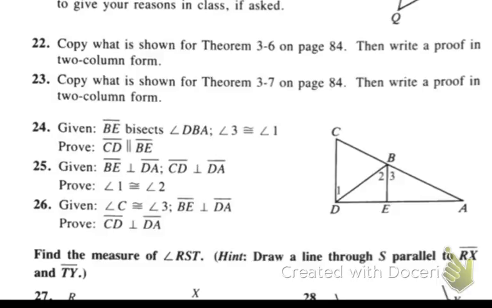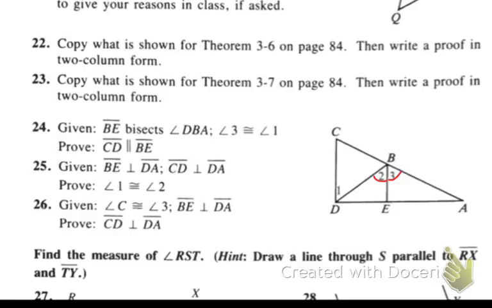Okay, so let's just go through what they did in the homework. Number 24 says, given that BE bisects DBA, angle 3 and angle 1 are congruent. So BE bisects DBA. That means right off the bat I know that this is equal to that. And it also says that angle 1 is equal to angle 3. So 3 is congruent to 1. It's kind of hard to draw that.